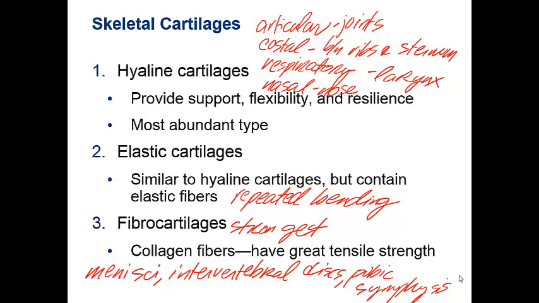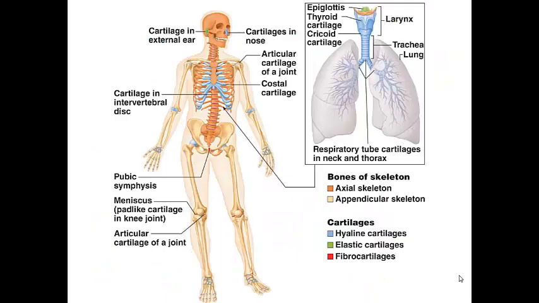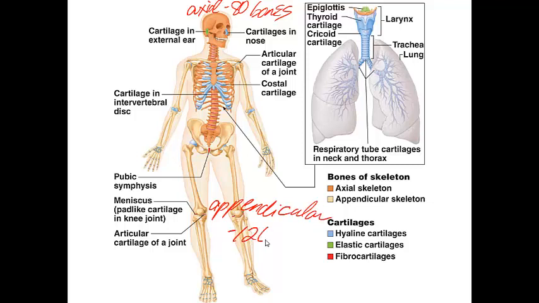The next slide is showing a diagram that you have in your textbook, and again you need to know where these are located. We see the orange bones are primarily referring to the axial skeleton. The axial skeleton has 80 bones in it, and the rest of the bones are the appendicular skeleton. In this case we have a total of 126 bones in the appendicular skeleton.